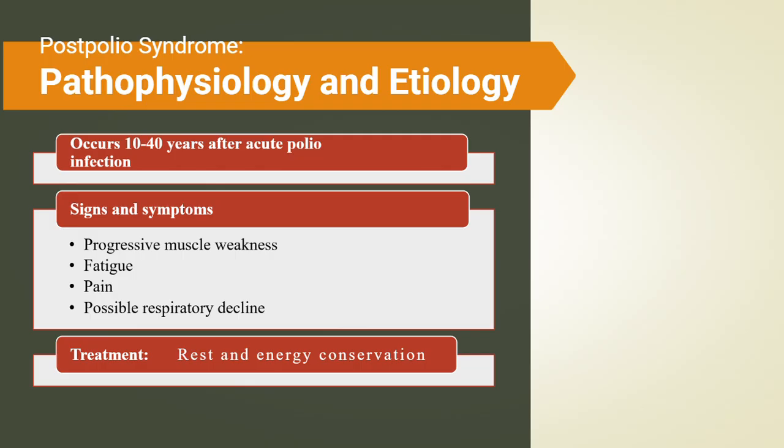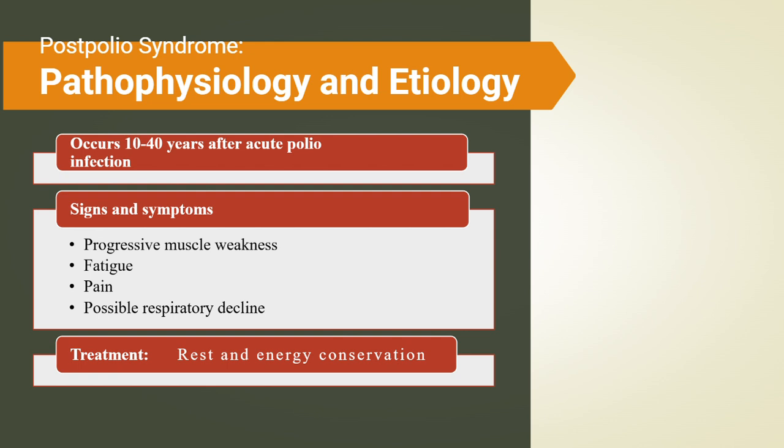During the original polio illness, many motor neurons were destroyed. The remaining neurons compensated by expanding and taking on additional workload to help the patient regain muscle function. Over time, these overworked neurons begin to deteriorate, leading to the new onset of muscle weakness and fatigue. This decline is not caused by a new viral infection. It is the result of long-term stress on the surviving motor neurons.